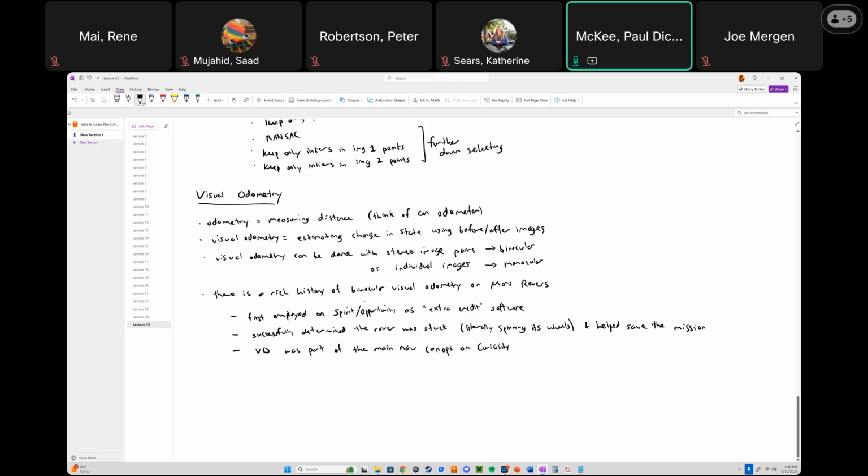And now visual odometry is standard. It's on all the rovers. So Perseverance, the most recent rover, that used to be called Mars 2020, does visual odometry in real time using a dedicated FPGA, Field Programmable Gate Array.